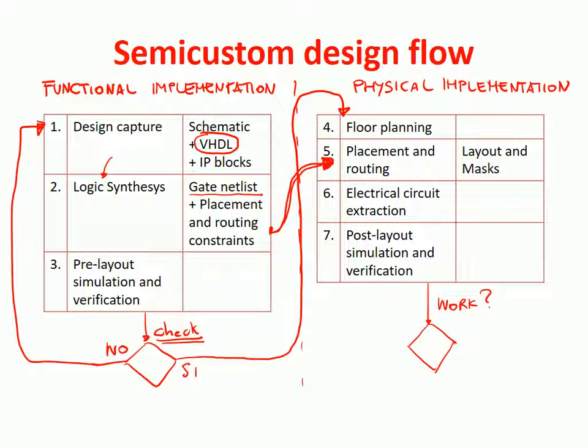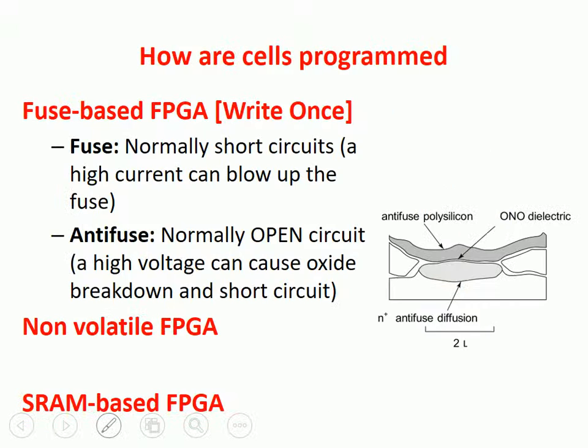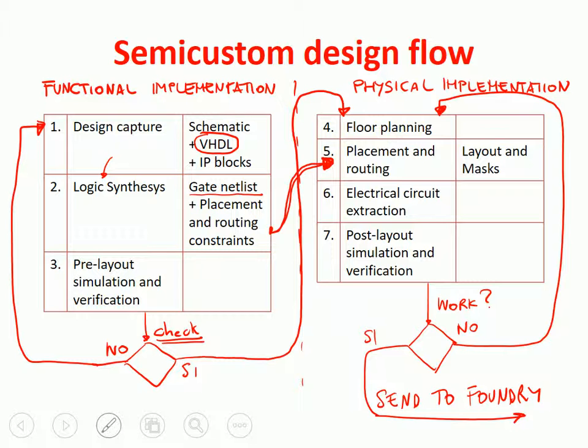If it does not work according to specification, we go back. We just need to go back here because we know already that from a functional point of view, it's working. Okay. If it works, we can just send it to the foundry for fabrication. We are ready to do that. Okay. This is just to make the sequence clear.